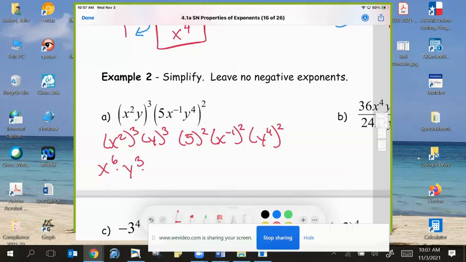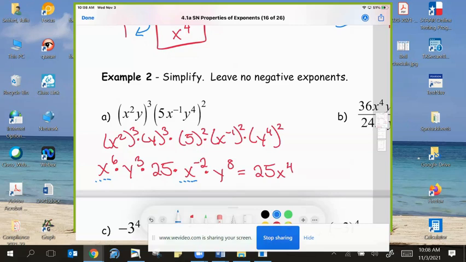5 squared is 25. X to the negative 1 to the 2nd is x to the negative 2nd. Y to the 4th to the 2nd is y to the power of 8. And remember, all of those factors are being multiplied together. Okay, so writing this, condensing this one more time, we like the coefficients first. We'll put that 25 first. Look at the x's, x to the 6 times x to the negative 2. Those are like bases that we're multiplying. So we add to get x to the power of 4.